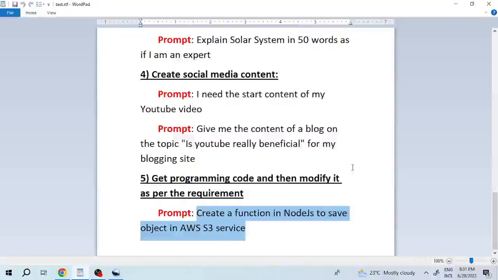So thus all these 5 prompts are very useful in our day-to-day life and to increase our productivity.